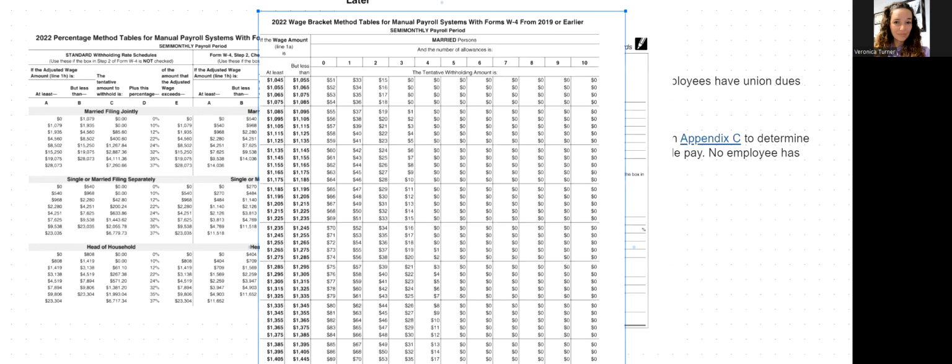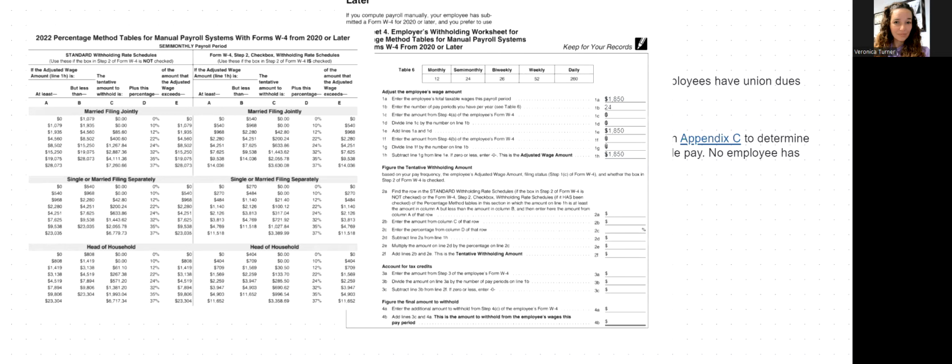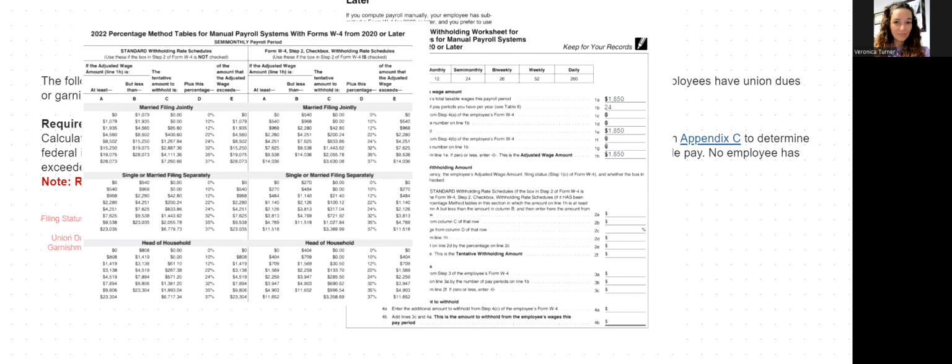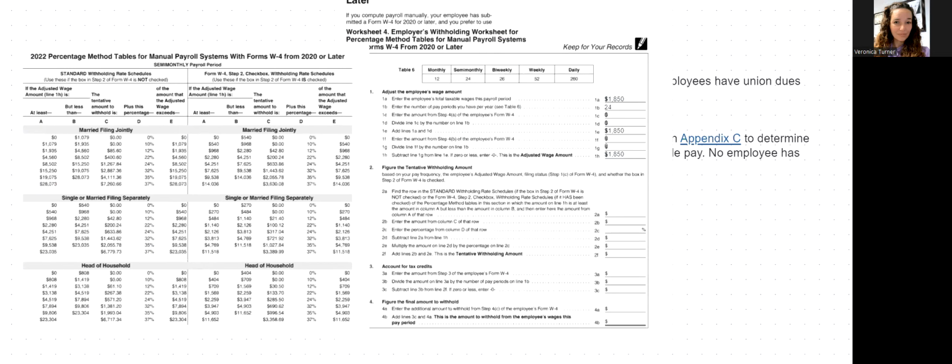And this one's going to be the wage bracket method. Let's see. No, this is wage bracket. Just kidding. We're not going to use that one. We need the manual. Okay. So on this one, he's married, filing joint, and his wage is between the 1,079 and 1,935. So we're going to use the 1,079 and 10% to calculate his tentative.